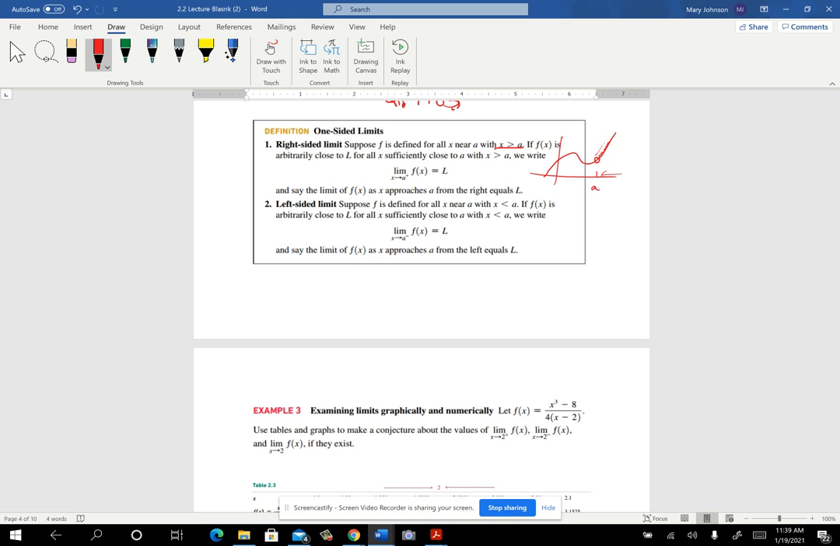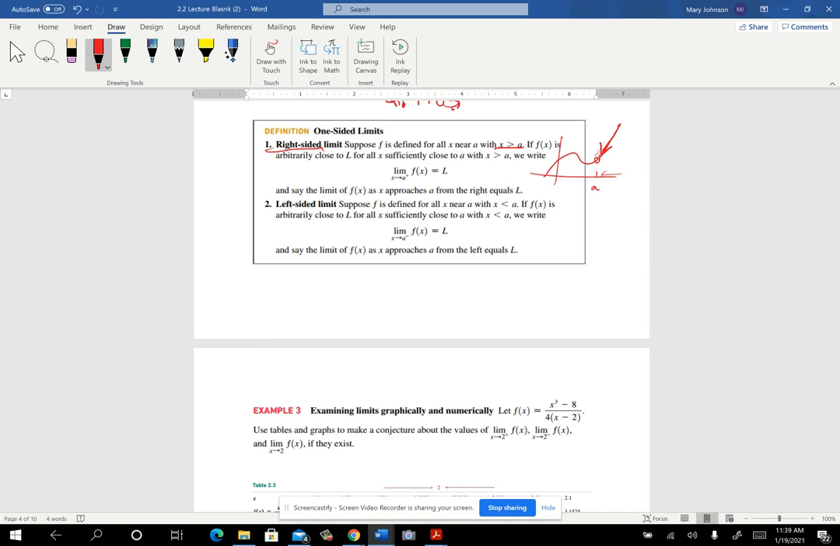from the positive side. So see how that positive is to the right of a? So if you're looking for the limit of f of x as x approaches a from the right side, from the positive side, and you're saying that's going to be your L, that's the right-sided limit. So you're coming in from the right. All right, the left-sided limit is: the limit of f of x as x approaches a from the left equals L.